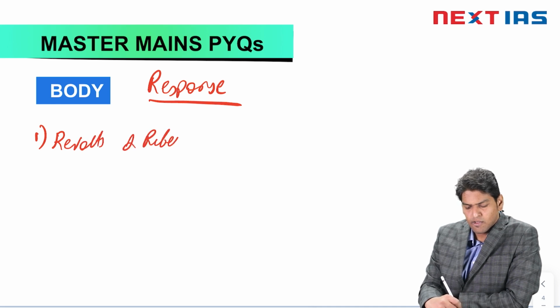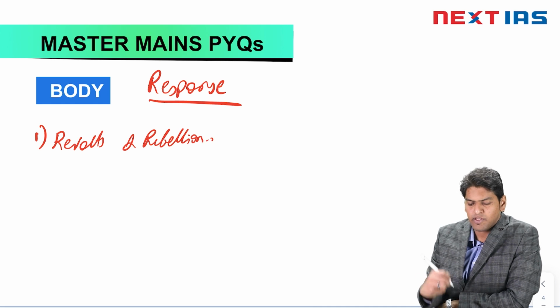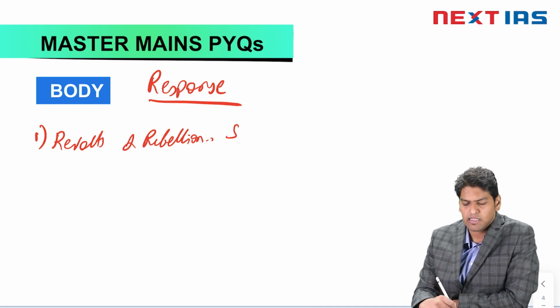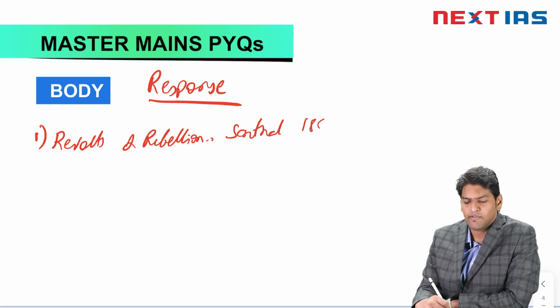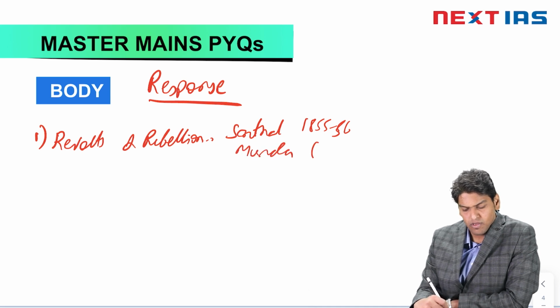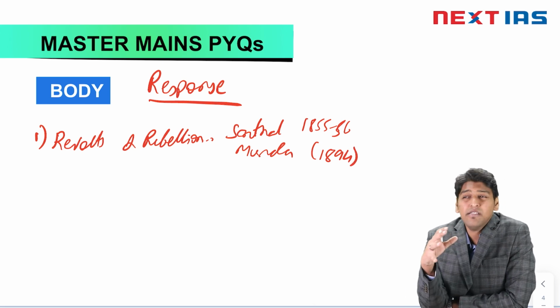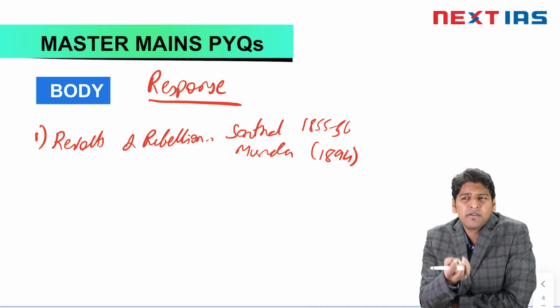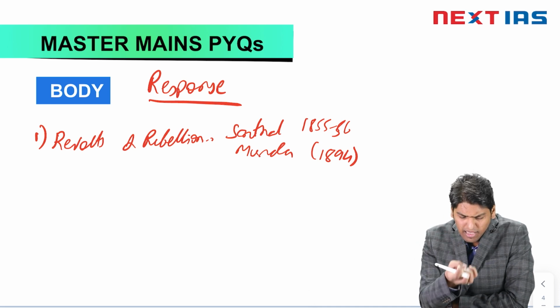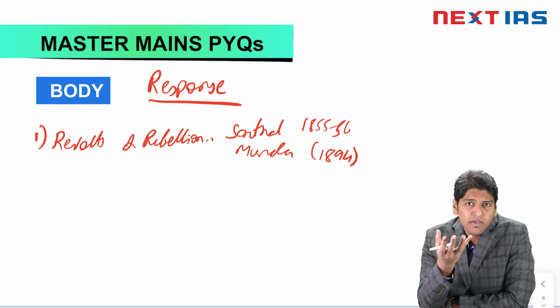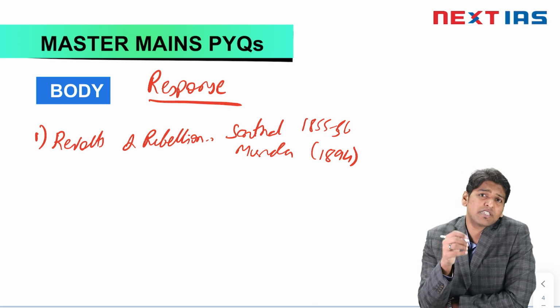and rebellions. It was very common. Most popular was the Santhal rebellion, 1855-56. Then there's the Munda rebellion, 1894. So this is how the tribals rose up in revolt against the exploitative systems of the British.